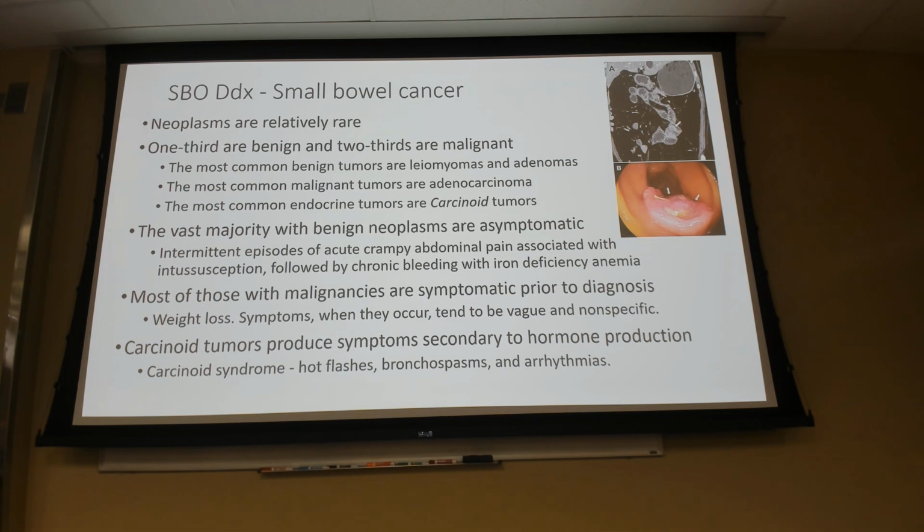And then small bowel cancer. This is rare, so typically when we have some sort of tumor in the small bowel, it's usually benign, so like 2/3 are benign. Or, sorry, 1/3 are benign, 2/3 malignant, I mix it up, but most commonly adenocarcinoma, you may see some endocrine tumors. These are a lot less common than all the other cancers you may see, so we don't treat it very often.